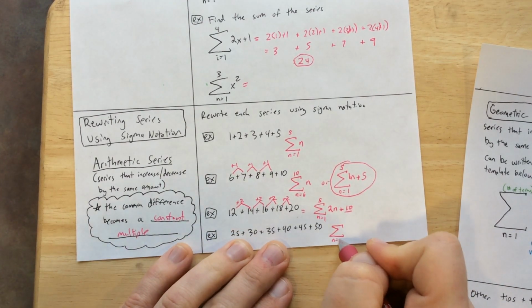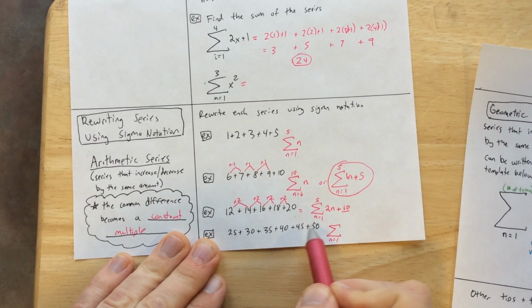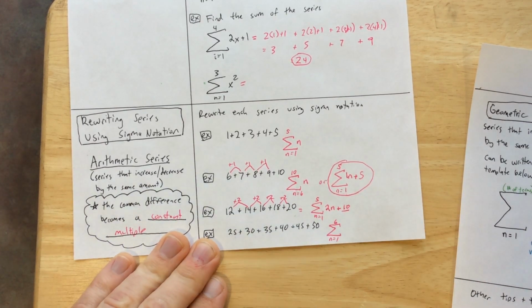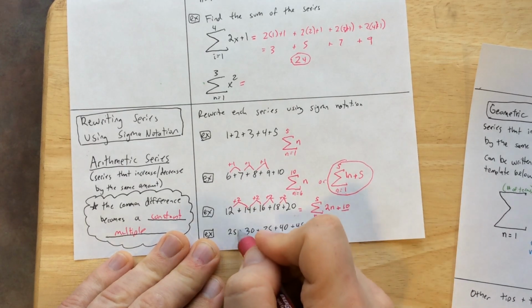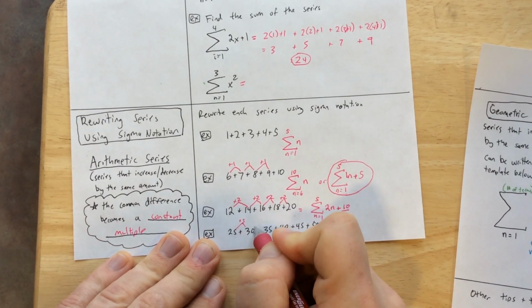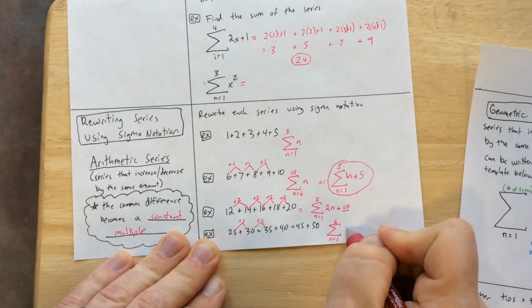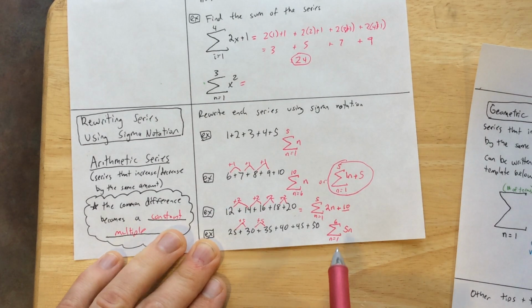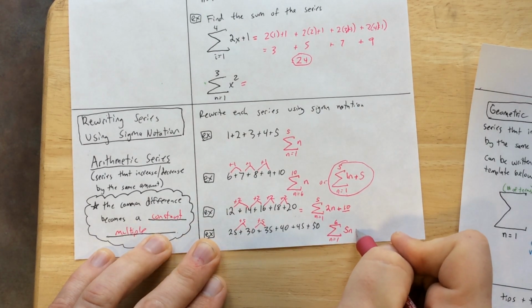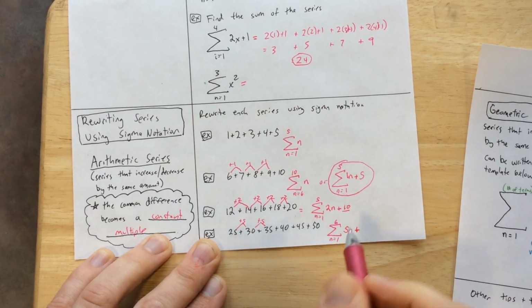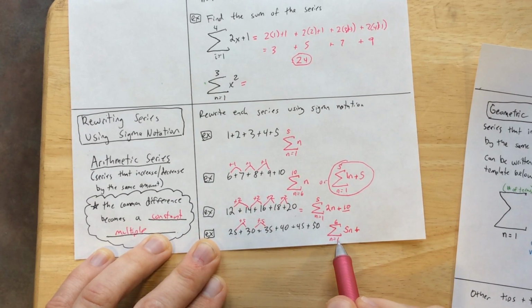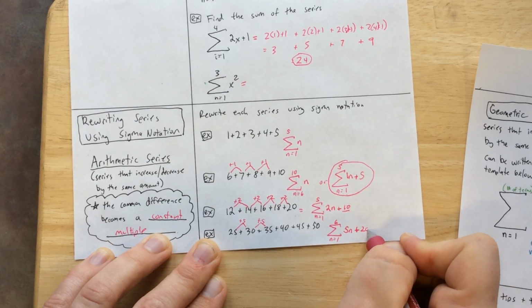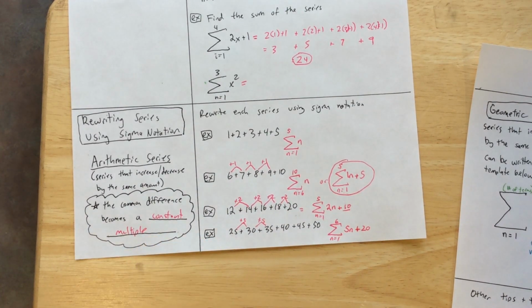I'm going to start at 1. I count 1, 2, 3, 4, 5, 6 terms. And I notice they're increasing by 5 each time. So my constant multiple will be 5n, and then I just need to figure out what to add or subtract at the end here to make it work out. I want to get 25 with my first term. When I plug in 1, I get 5 times 1, which is 5. So I need 20 more to get the starting number of 25.